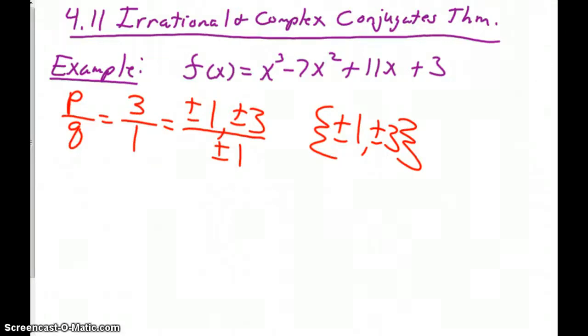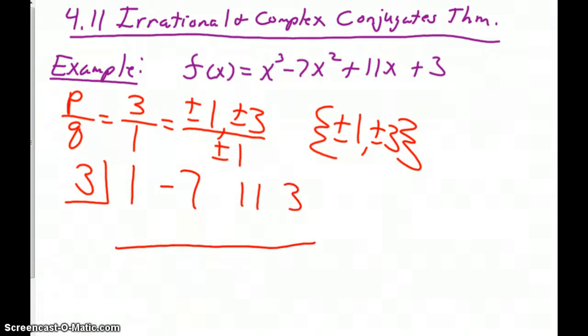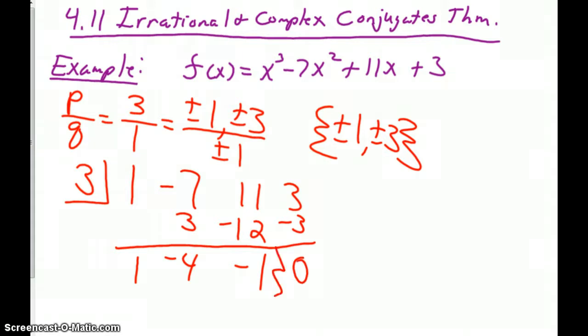And remember, we just figured out 3 is a 0. So here's what we're going to do now. In the box you're going to put the number 3. Now you're going to write down your numbers, which are what? 1, negative 7, 11, and 3. This is all old stuff. All right, so here we go. We're going to put down 1, 3, negative 4, negative 12, negative 1, negative 3. Sure enough, look at that. There's a 0. You're right.